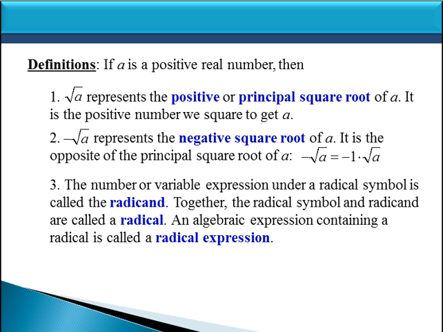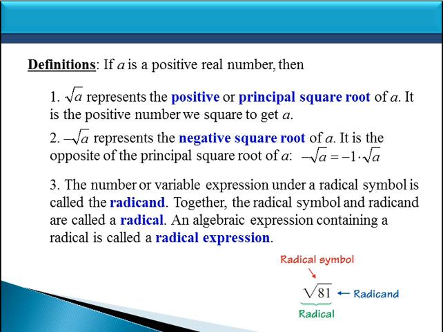Then our third definition: the number or variable expression under a radical symbol is called the radicand. Together, the radical symbol and radicand are called a radical, and an algebraic expression containing a radical is called a radical expression.